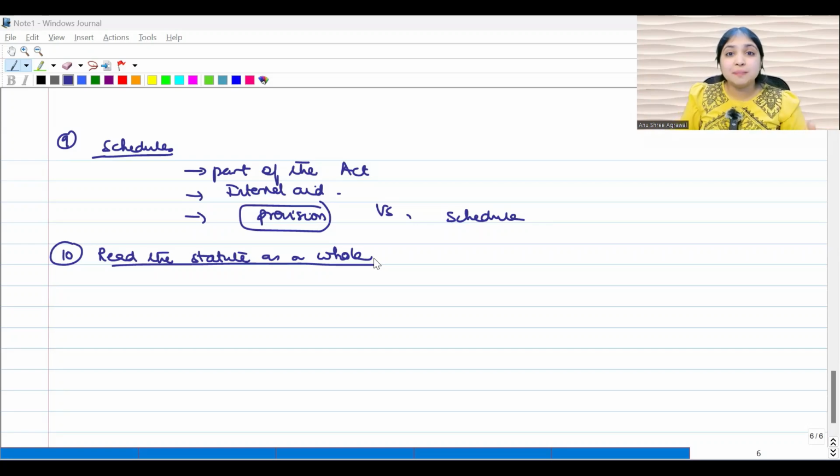Don't read the section in parts. Don't treat each section as an independent provision altogether. Instead, read them all harmoniously. Read the whole statute together, because then one section will help you understand the other section. Understanding, everybody? Yes, so you should always read the law together, and not read each section separately and independently. Only then will you be able to give effect to the whole law as such. So these are your 10 internal aids.